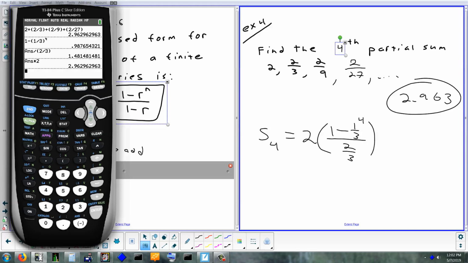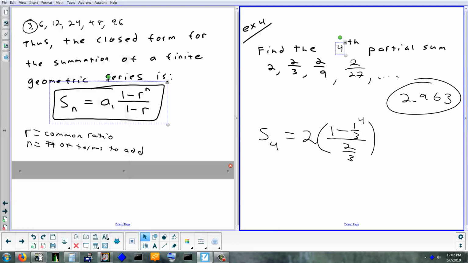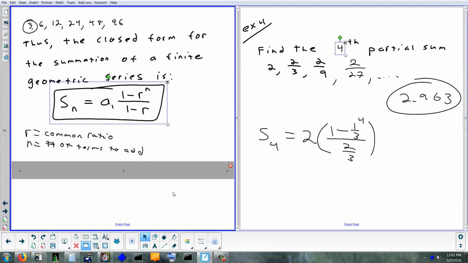So that gives you a nice quick formula to add up the terms in a geometric sequence. Can't be arithmetic. Has to be geometric. Okay. Any questions on that? All right.